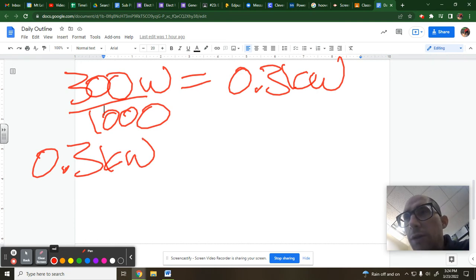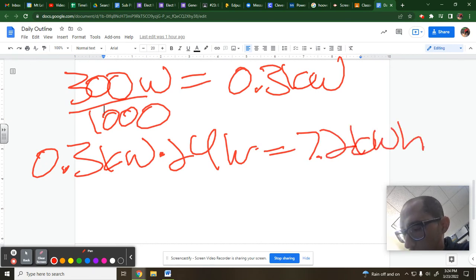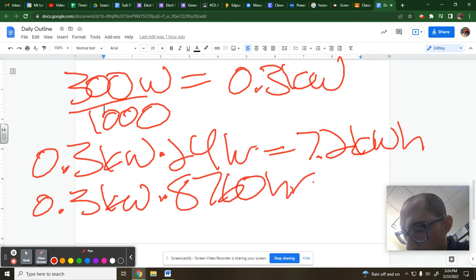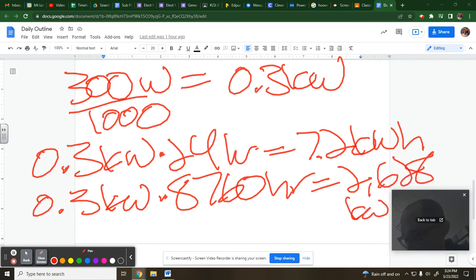To figure out how many kilowatt hours it provides in a day, you would just take that and multiply it by 24 hours. That would be 0.3 times 24. I did the math already up here: 7.2 kilowatt hours in a day. In a year, you would do 0.3 kilowatts times the 8,760 hours in a year, and that is 2,628 kilowatt hours. Whoa.